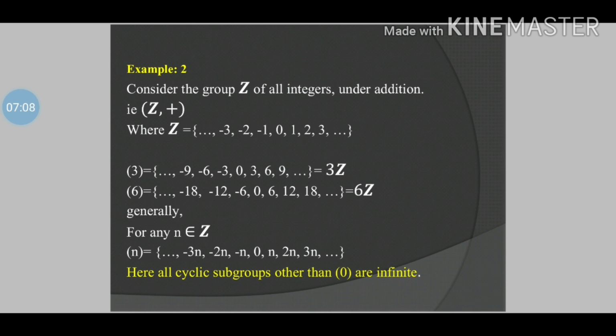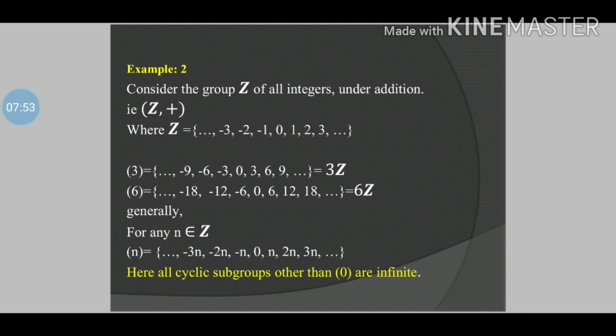Example 2. Consider the group Z of all integers under addition. That is (Z, +), binary operation plus, where Z means the set of all integers: ..., -3, -2, -1, 0, 1, 2, 3, ... If we take the cyclic subgroup generated by 3, we get the set {..., -9, -6, -3, 0, 3, 6, 9, ...}. That is multiplying all the integers by 3, or the multiples of 3. That's equal to 3Z. Similarly, cyclic 6 is equal to 6Z, etc. So these are all cyclic subgroups of the set of all integers under addition.